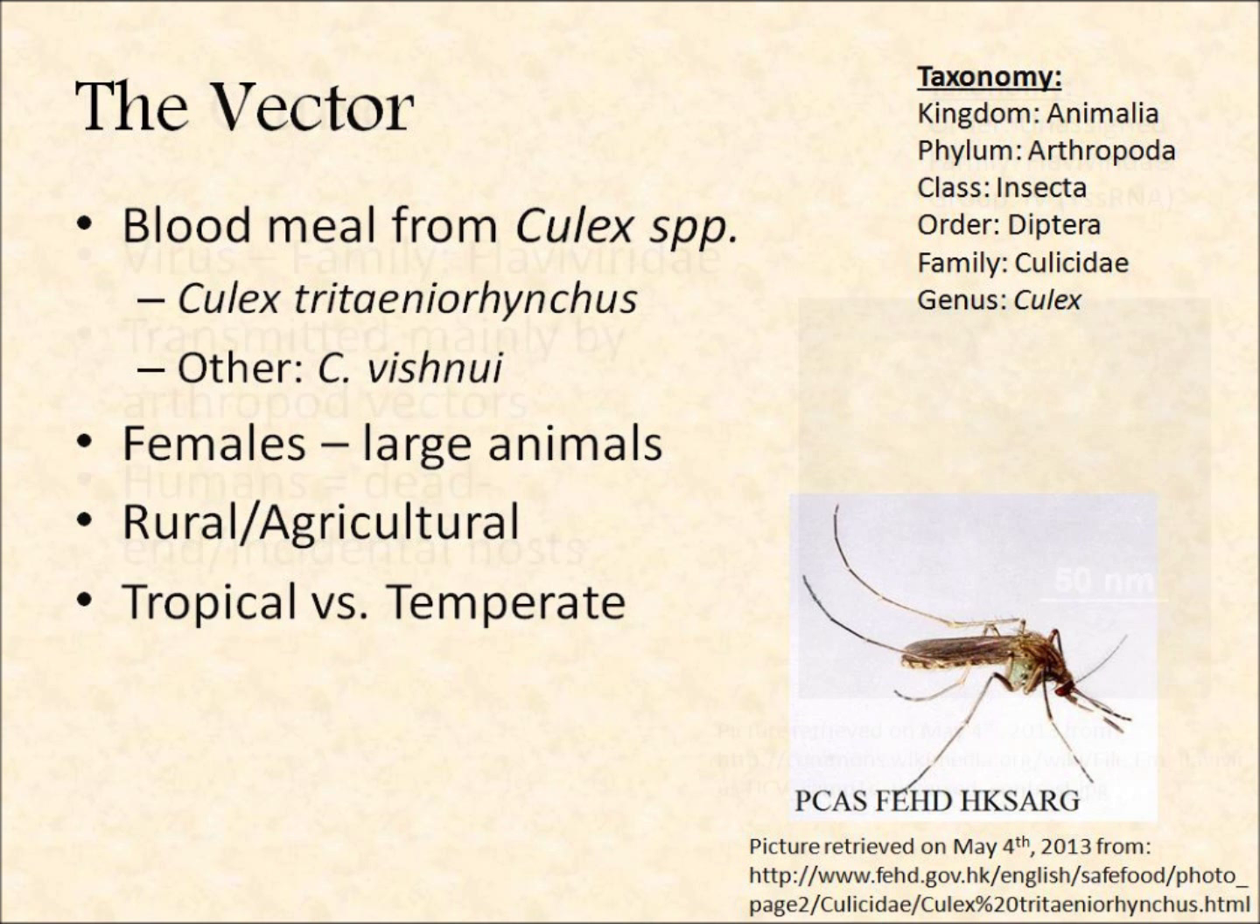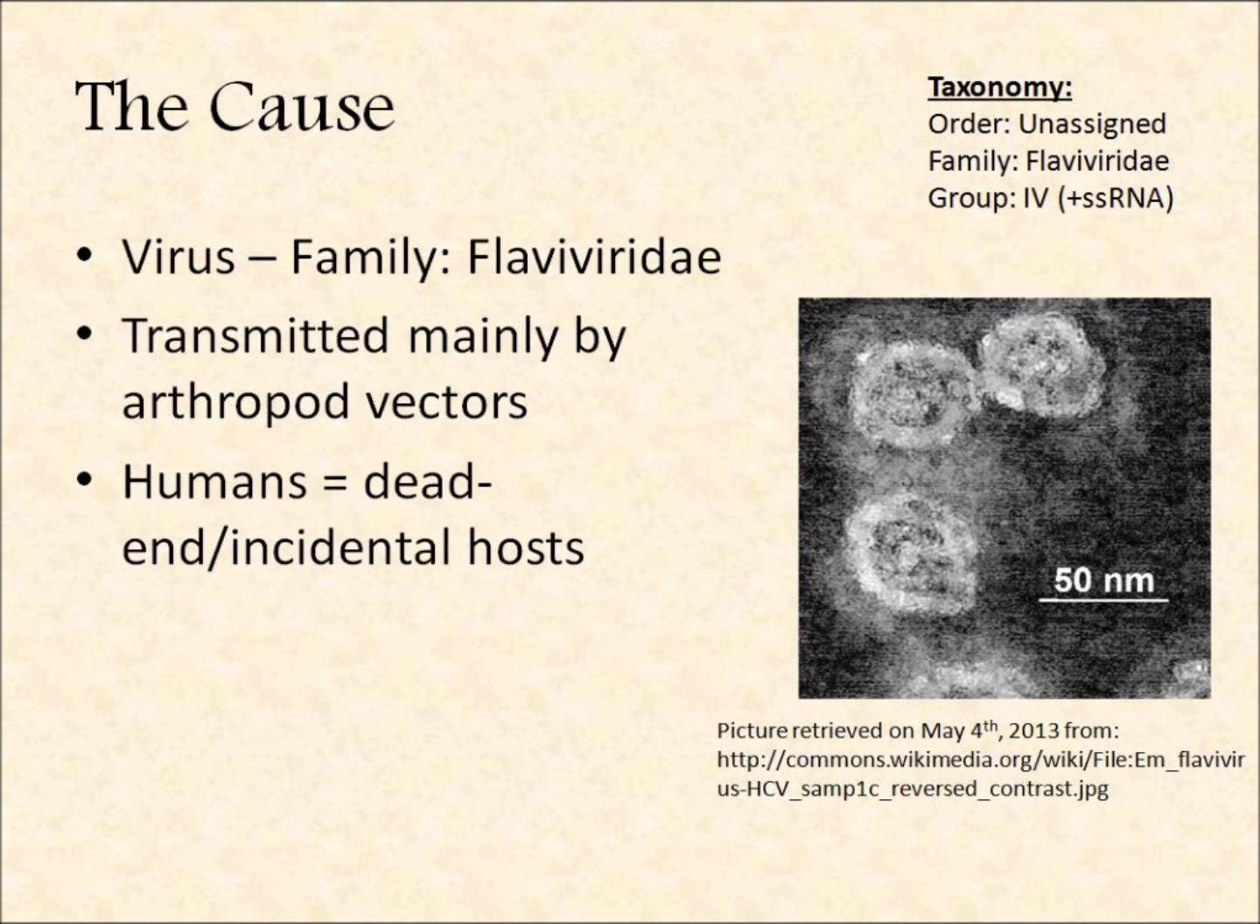The virus responsible for Japanese encephalitis is from the family Flaviviridae, which is also known to cause yellow fever and West Nile encephalitis. The taxonomical conventions of viruses are different, unlike those of cellular organisms like us, and they start at order, which is conveniently unassigned for JEV, so they belong to group 4, meaning they have positive-sense single-strand RNA.